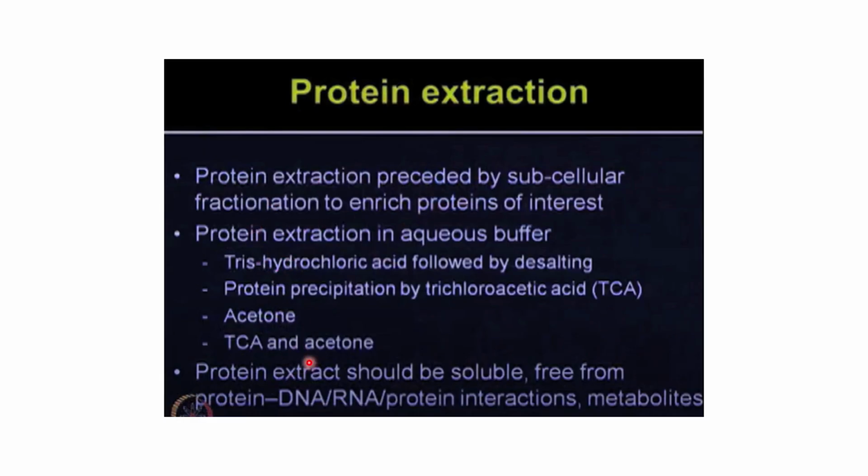There are different ways of doing it, by desalting or by using TCA, trichloroacetic acid, which helps in protein precipitation. You can use acetone as well for protein precipitation. You can use both of them, TCA and acetone, together. Depending upon the protein of interest, the sample, the source, and how much amount it is, whether it is very minimal or very abundant in nature, depending upon the type of protein you want to analyze, the extraction method will change.